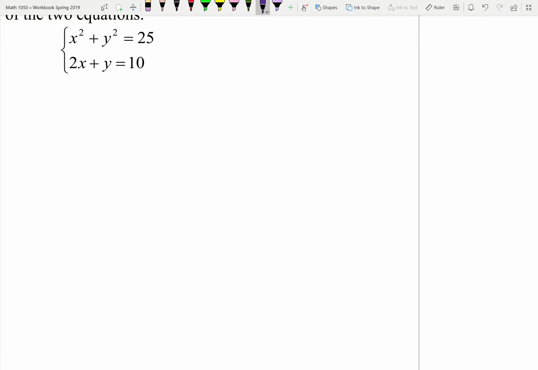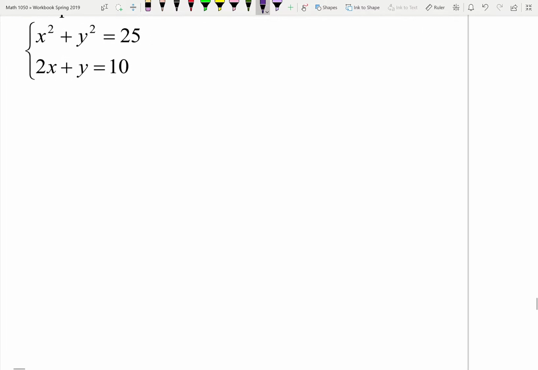So equation 1 has an x to the second, equation 2 has an x. I can't get rid of those x's. Look at the y's, same thing. I cannot eliminate the y's because one is squared and one is not. So elimination is not an option on this problem. So now I know I'm going to have to use substitution, okay?